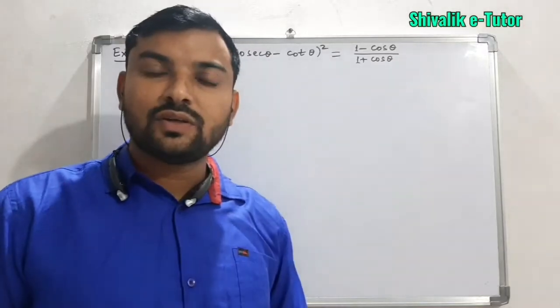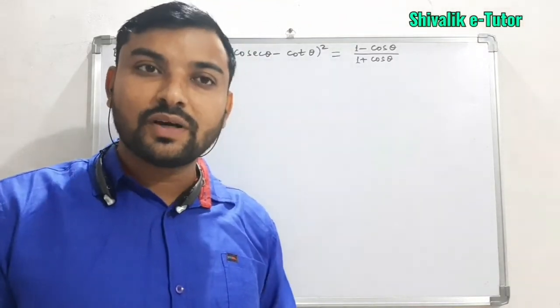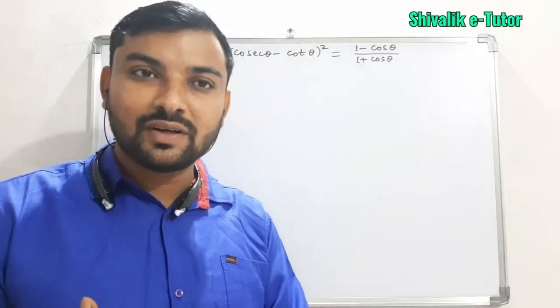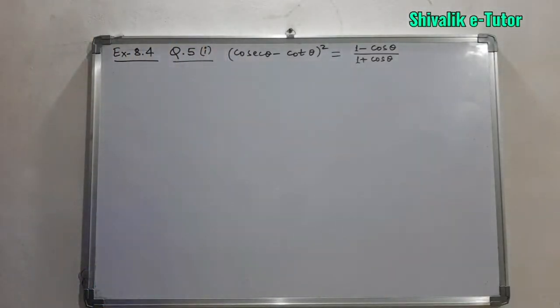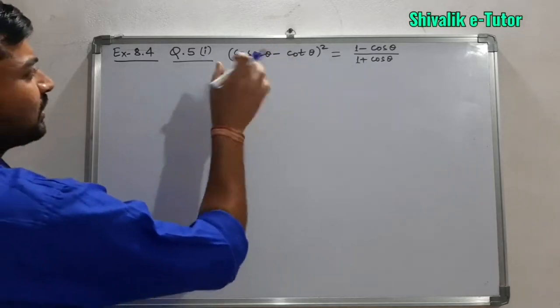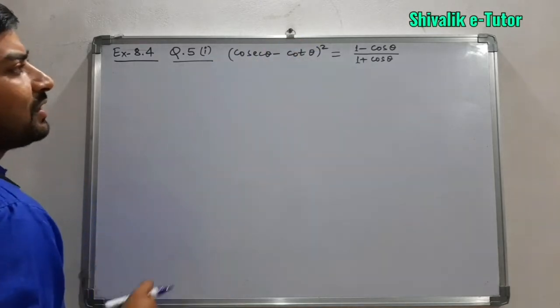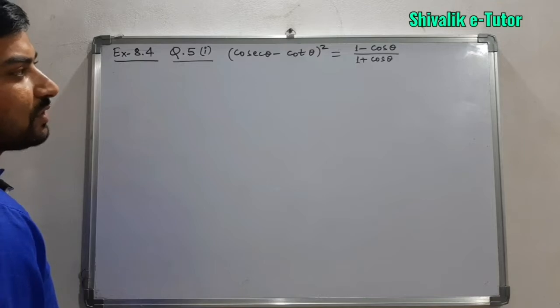Everyone, now in this video I'm covering the questions of NCERT one by one. I'm mentioning them as it is. Let us take question number 5, first part from exercise 8.4 from the NCERT. Here we have to prove that (cosec theta minus cot theta) whole square is equal to (1 minus cos theta) upon (1 plus cos theta).